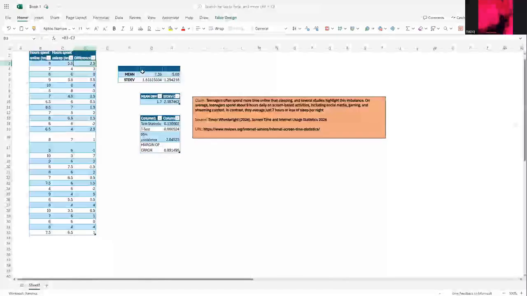After that, I calculated the mean for both of them. So 7.35 and 5.64, and the standard deviation. The mean, I got using the average command, and using the simple standard deviation command. Then after that, for the mean difference, I got it by using the average, it's the same thing, the average of D3 all the way to D32, and D3 to D32 using the standard deviation.